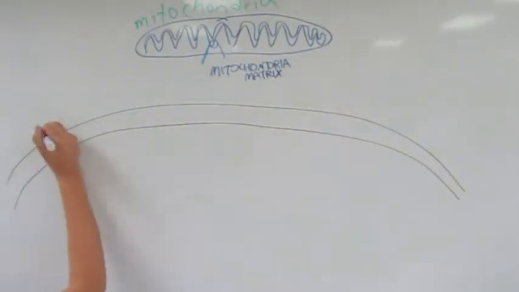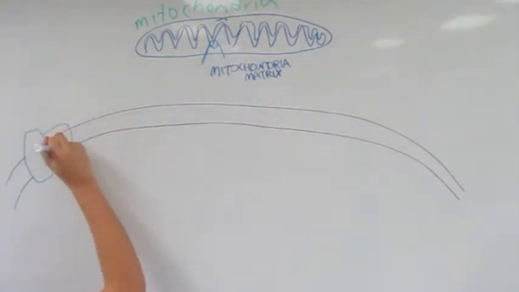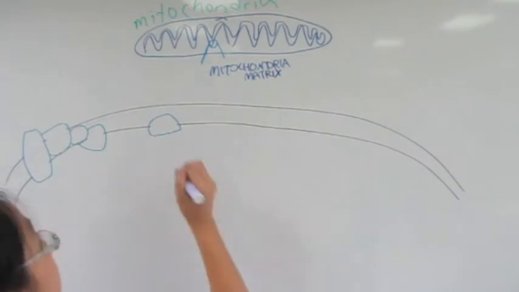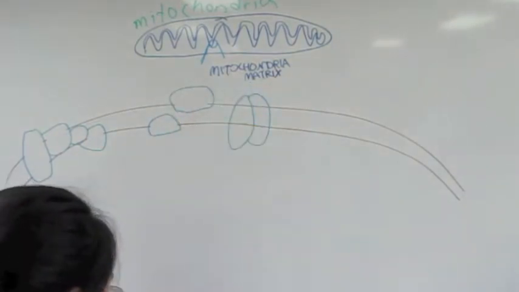Why do we need all those molecules? These molecules are needed for the electron transport chain. The electron transport chain produces most of the ATP needed by organisms.